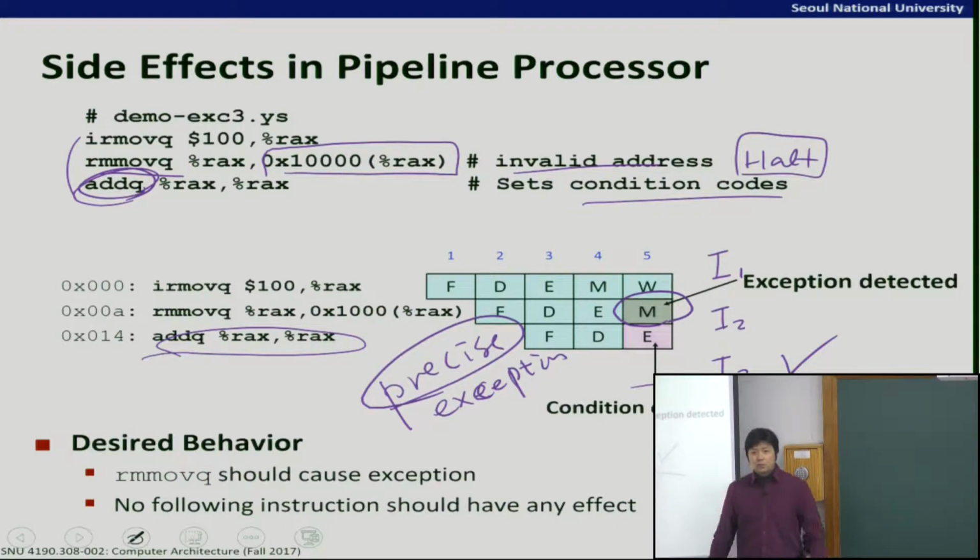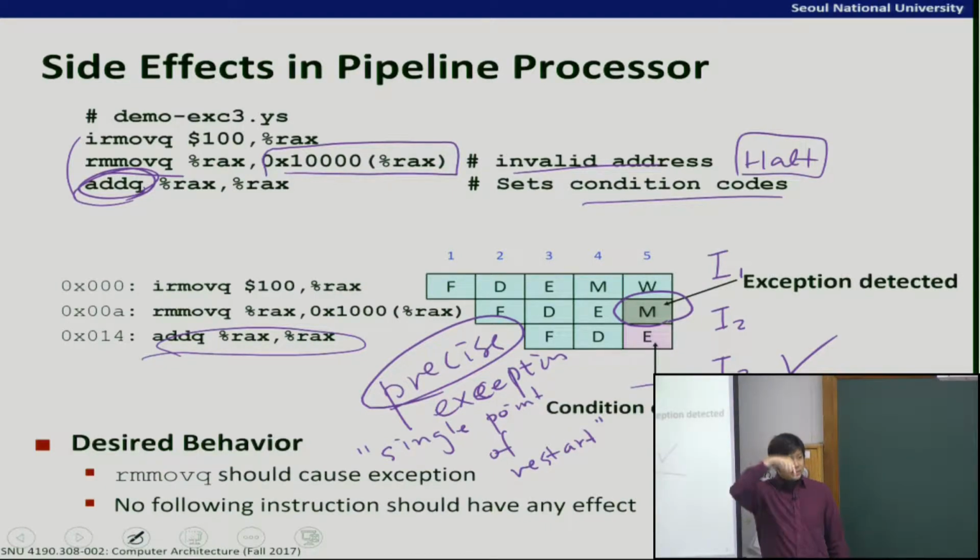So precise exception means, whenever you have an exception, you have a single point of restart. If you can pinpoint a single point of restart, then that architecture supports precise exceptions, because it makes your handler design simpler. Whenever you have an exception, you just handle it and come back to the restarting point. You can pinpoint exactly where you restart your program, right? So in this case, let's say this one is just an overflow. You just print out a warning, and then your restarting point is this instruction I4. This is a precise exception because we know where to restart the program.